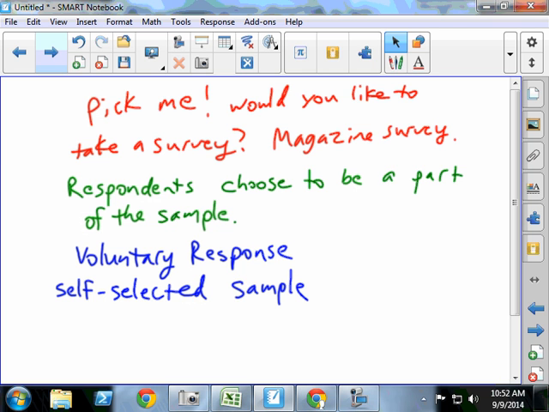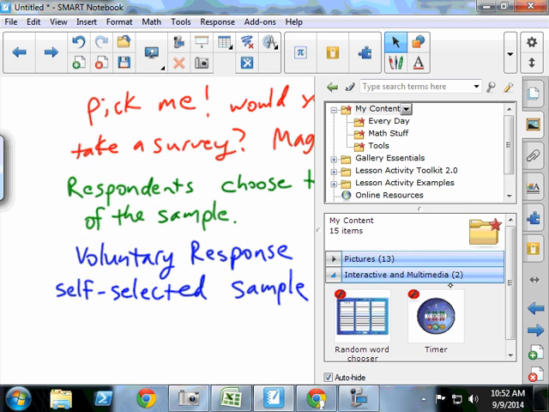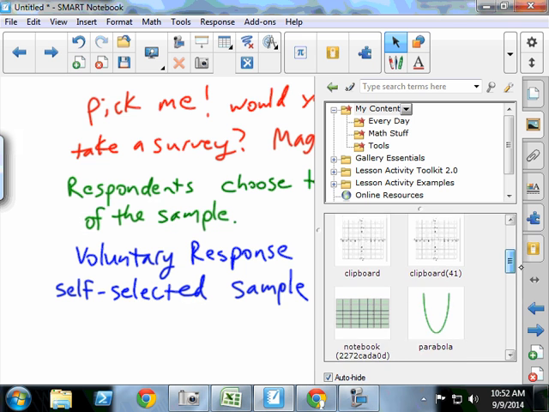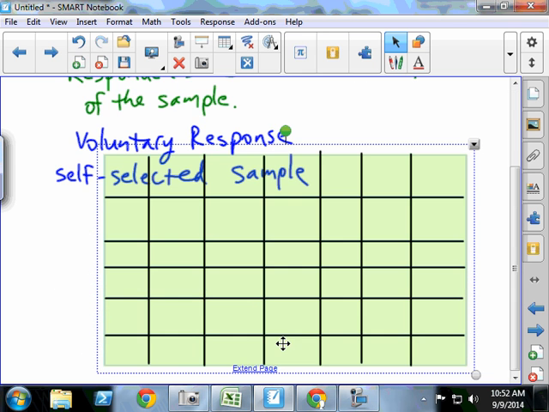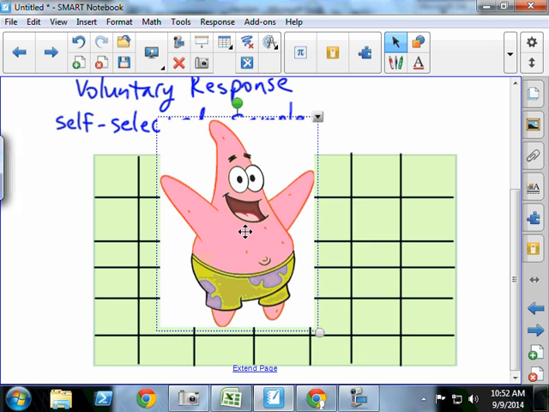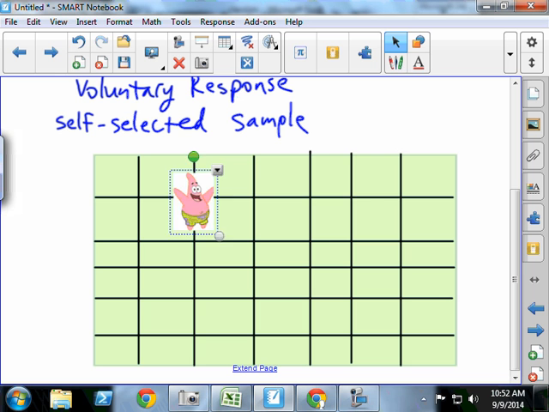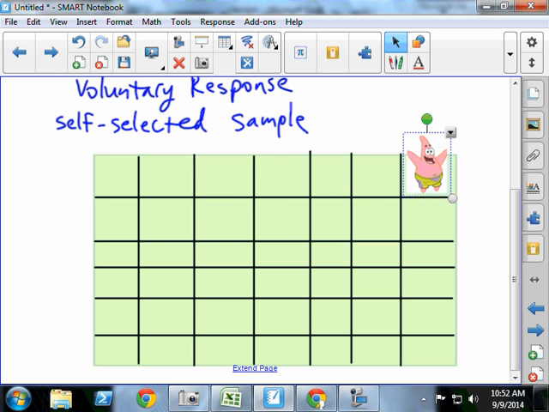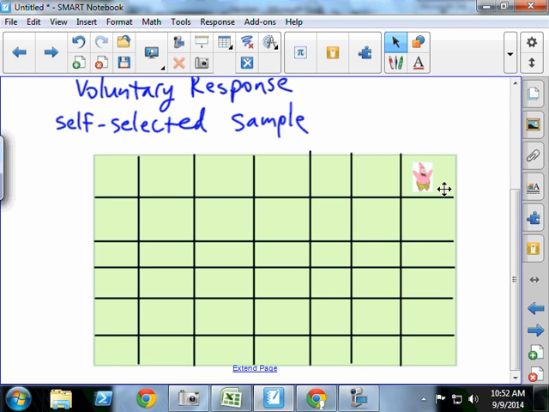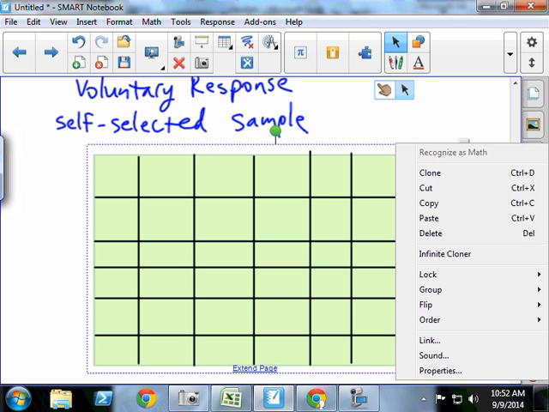Well, for this next one, I'm going to need... let's see. Where's my picture at? Here it is. Did it go in here? Yeah, there it is. So there's my picture. There's Patrick. Well, we'll just use a whole bunch of Patricks. I like Patrick. Infinite clone. Got a volunteer to drag some Patricks around and finish the visual representation of this. Let me lock this in place.